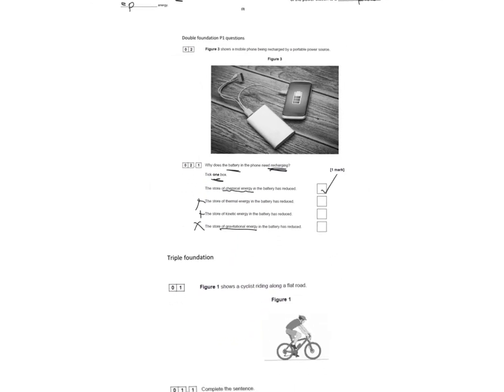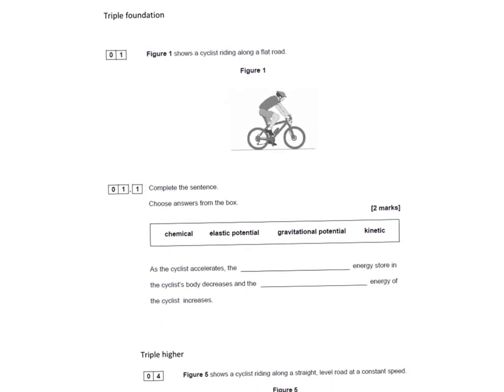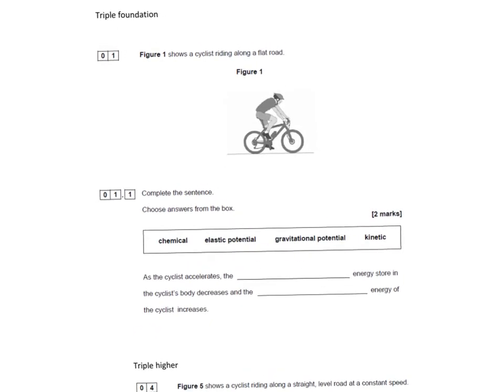Then there's another question from the Triple Foundation paper of 2018. It says, complete the sentences, choose answers from the box. It doesn't tell you that you can use each once, more than once, or not at all. This is because it's Triple Foundation, I guess. It shows a cyclist riding along a flat road, and it says to complete the sentences by choosing the answers from the box. So as the cyclist accelerates, the something energy store in the cyclist's body decreases.